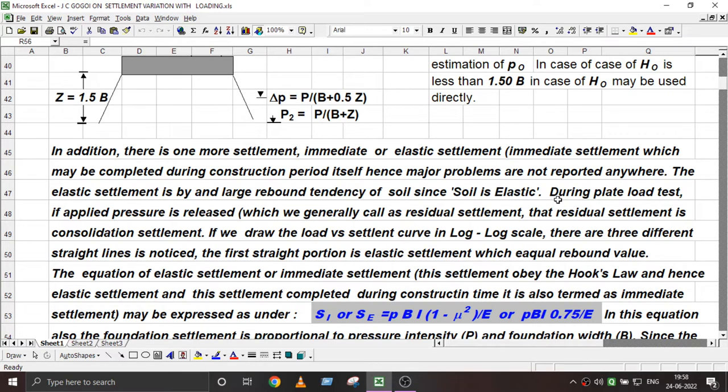From that plate load test itself, one can calculate the elastic settlement and consolidation settlement. Residual settlement is consolidation settlement, which will take sufficient time, and rebound settlement is elastic settlement.